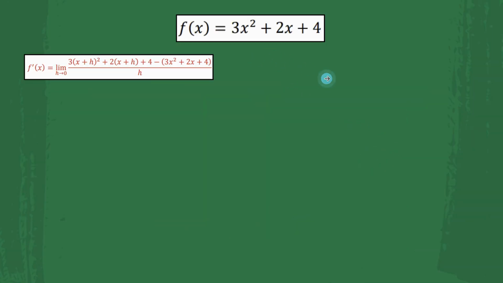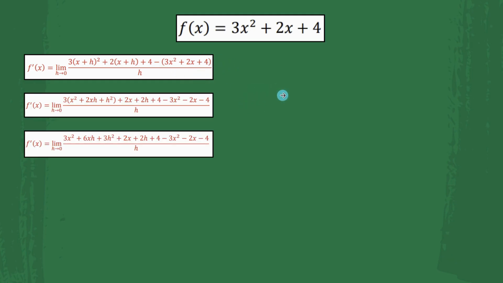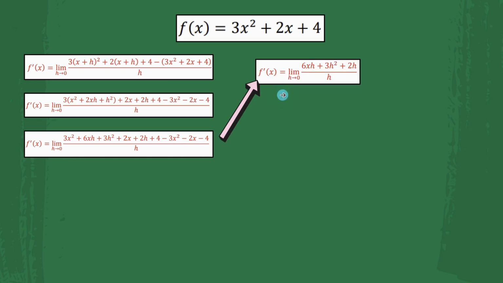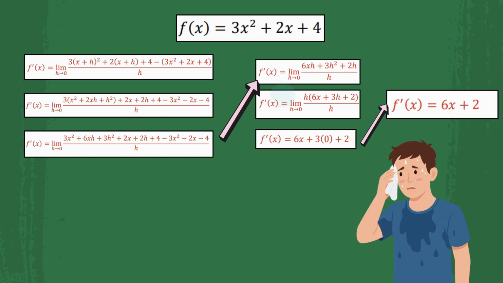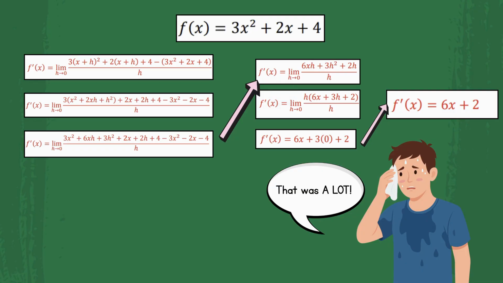So this is our function, and if we plug it in, we turn this part into the x plus h function, and this is just the normal f of x. Then you expand it, you collect like terms, then you factor out the h and plug in 0. That would give you the derivative. That was a lot of steps.